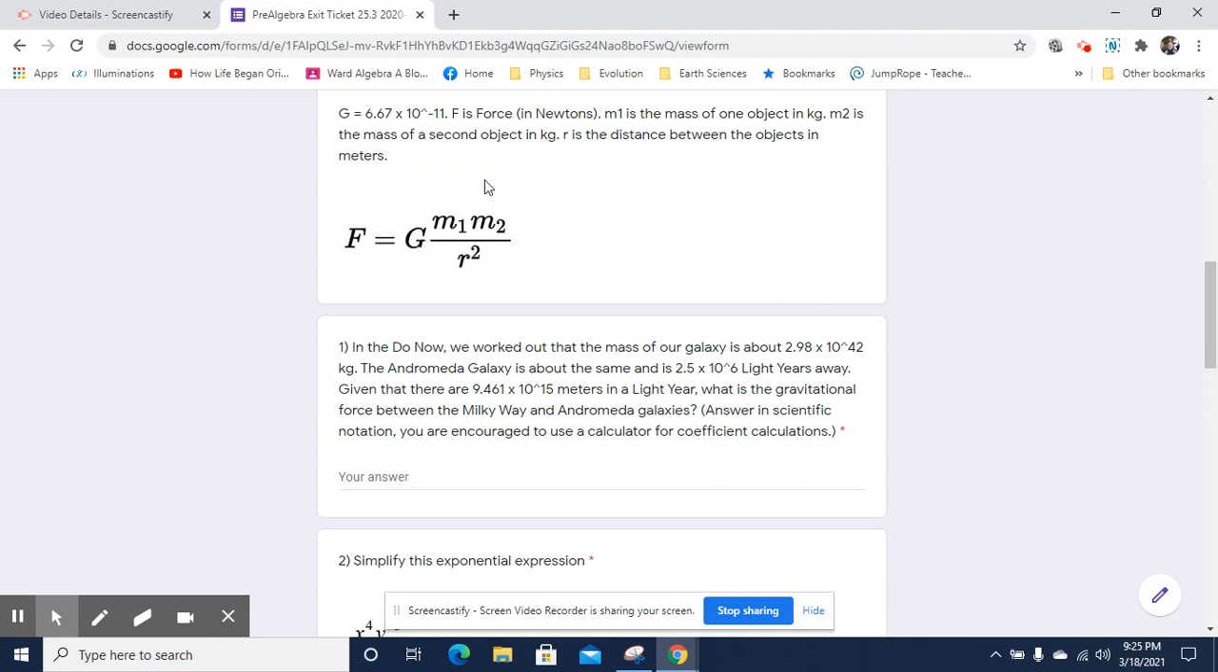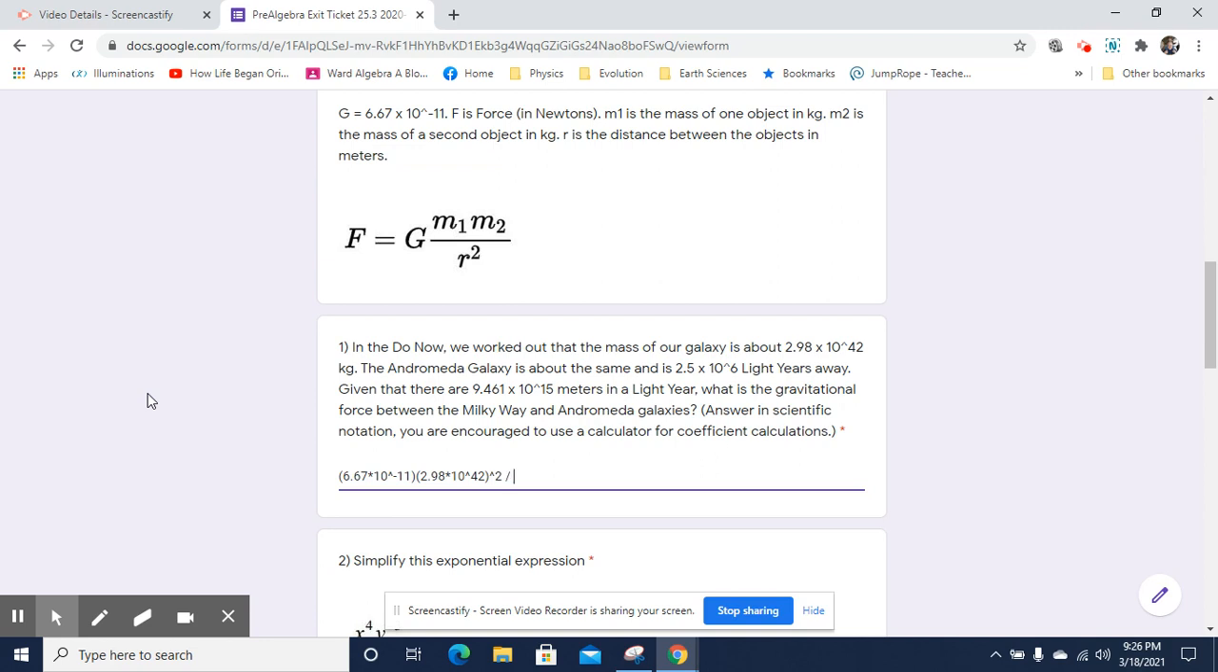So we're going to use Newton's law of gravitation equation here. So we're going to put in G. So let's start organizing our information. We know G is 6.67 times 10 to the negative 11th, and then we're going to multiply that times the mass of our galaxy, 2.98 times 10 to the 42nd kilograms, and the mass of the Andromeda galaxy, which is the same, so we may as well just square that.